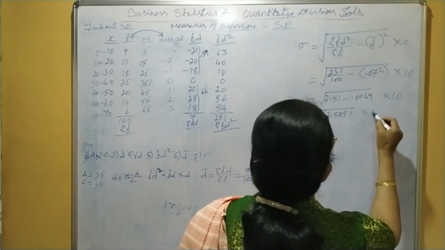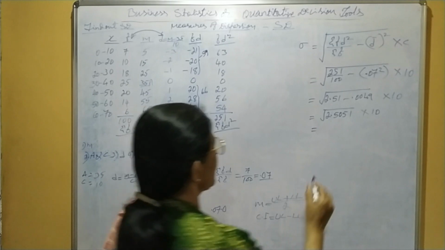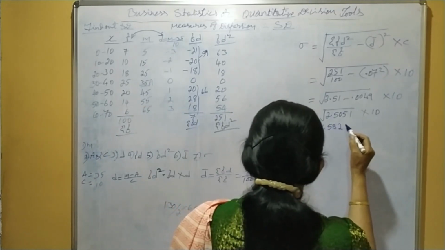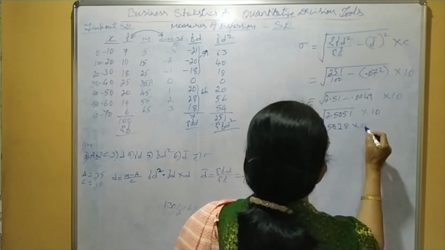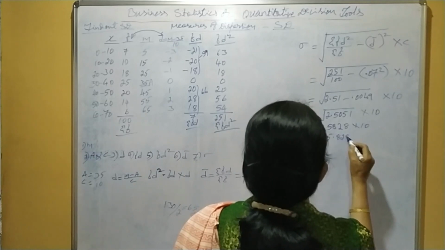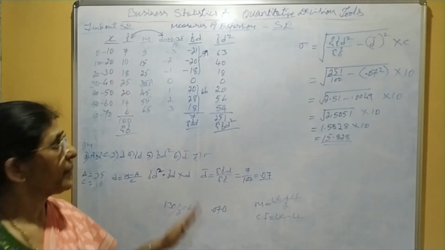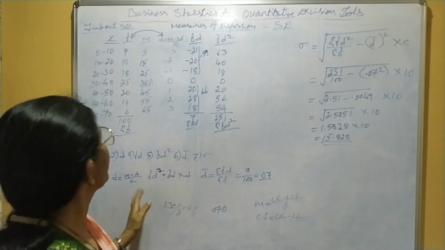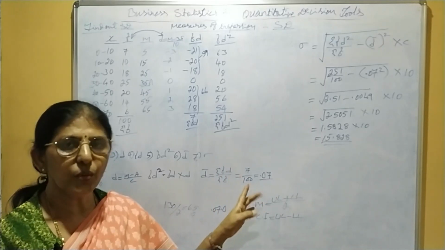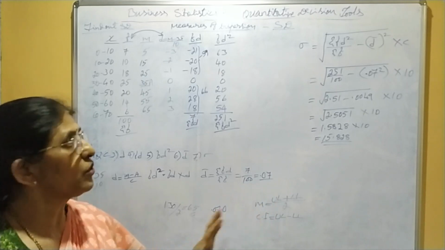2.5051 into 10, and here you have to remove the square root. It is 1.582 into 10 equals 15.828. Same answer you will get here also. Okay, this is how we have to calculate standard deviation under ungrouped data and grouped data, under discrete series and continuous series under grouped data.